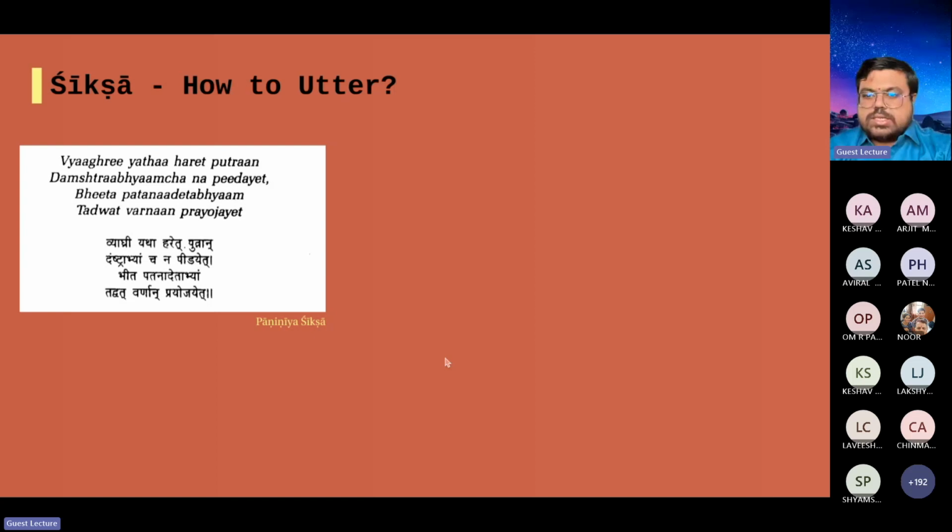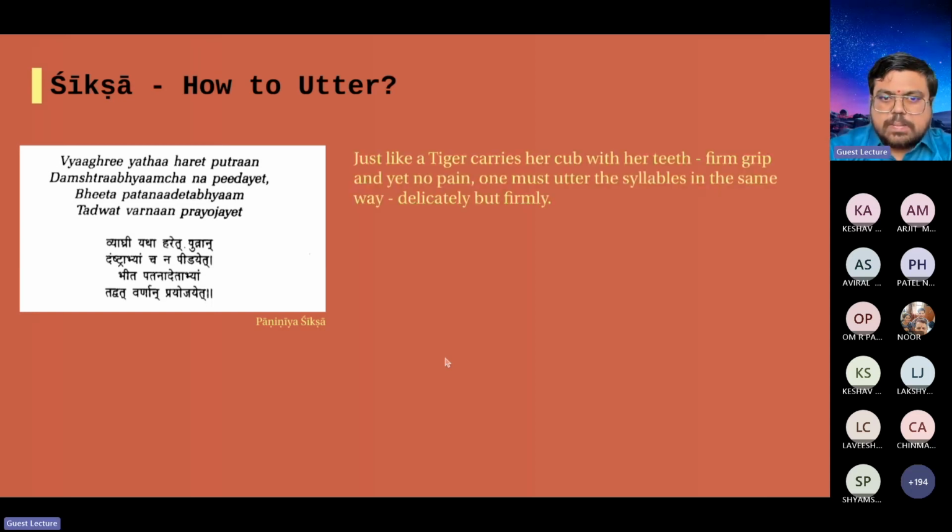Unlike the modern science, in the ancient representation of science, always an example is given so that we understand the instruction much better. Here, Panini is saying that just like a tiger carries her cub with her teeth, with a firm grip and yet no pain, one must utter the syllables in the same way, delicately but firmly.